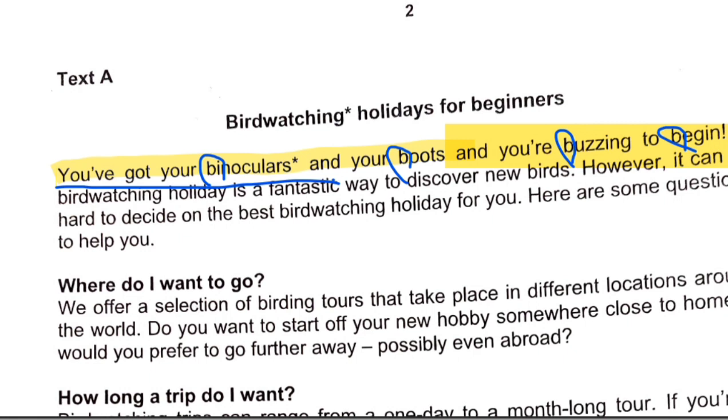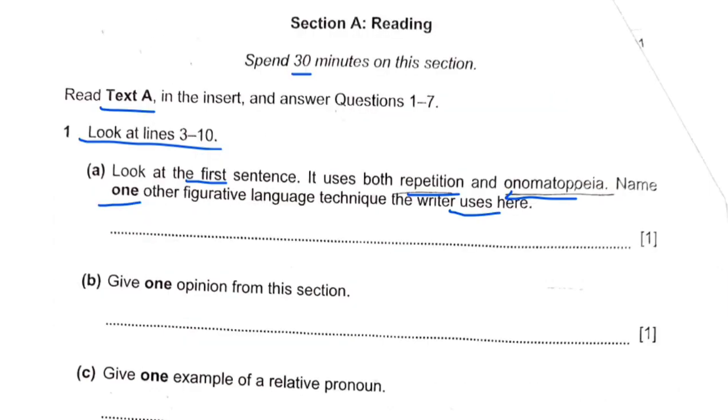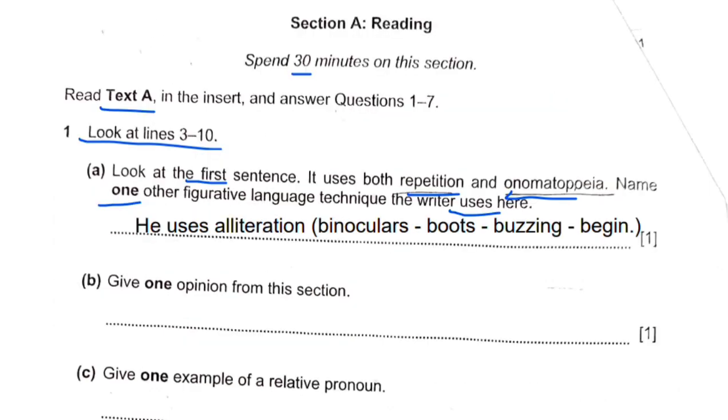So this is the figure of speech, the answer we are after. Let's write it down. That's it. He used alliteration: binoculars, boots, buzzing, and begin. Okay, now let's go for part B in question 1.